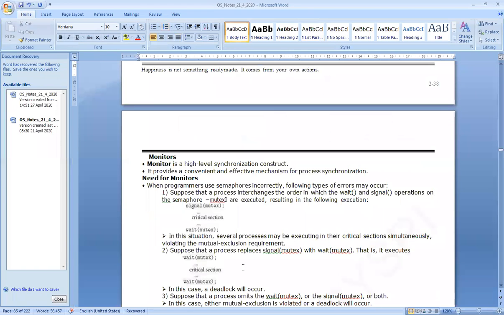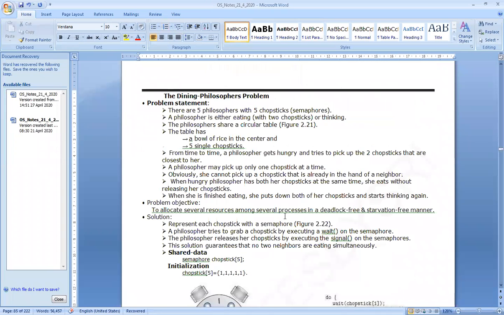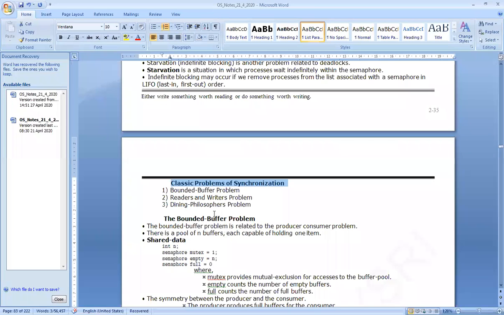So that is about the classic problems of synchronization. We have these three main classic problems: the bounded buffer problem, the reader writer problem, and the last one called the dining philosopher problem. These are called classic problems of synchronization because if my algorithm, my method, my strategy works for these benchmark problems of synchronization, then automatically we can use that algorithm or method in the synchronization solving of the operating system.